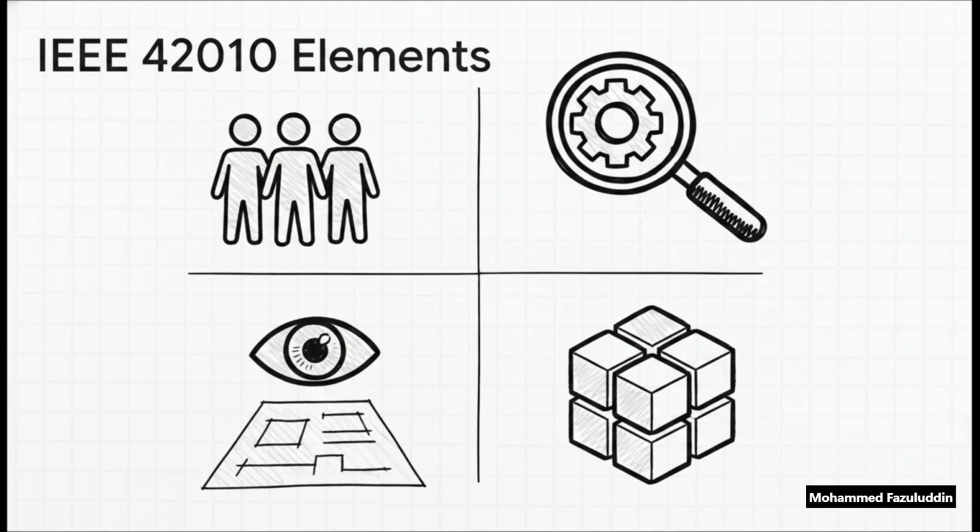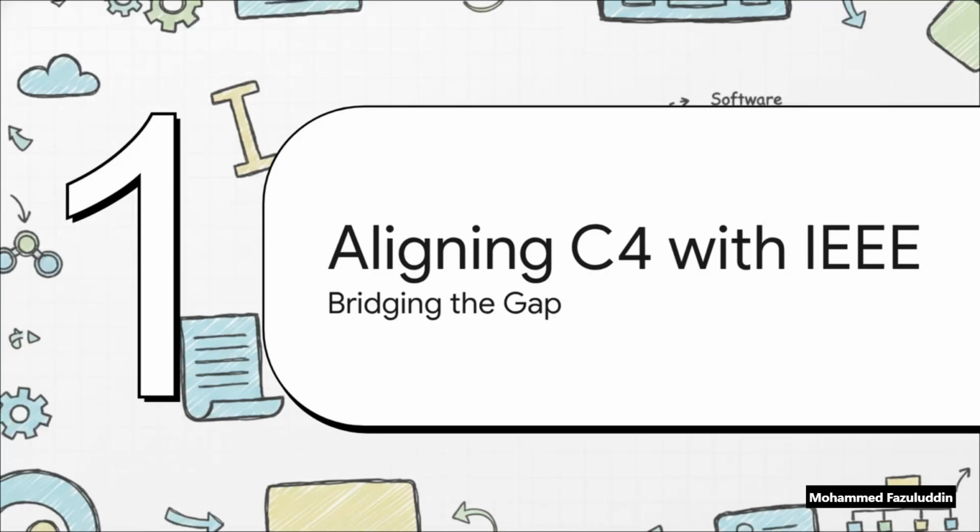Next, you need views, which are the actual diagrams tailored for those specific stakeholders. And finally, models, which break down the structural or behavioral aspects of the system. So yeah, it's rigorous, it's incredibly thorough, but let's be honest, it can also feel a little bit abstract. Which perfectly sets up Section 3, aligning C4 with IEEE.